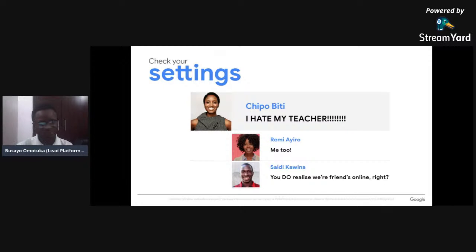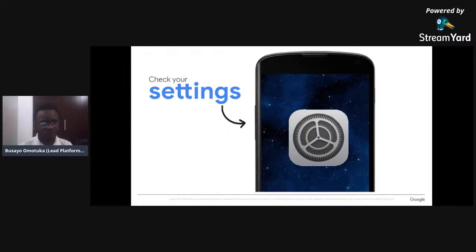So this kind of scenario is very common. People always fall victim to this kind of scenario. So always get your settings close to yourself. Know that it is possible for you to adjust your settings if you don't want a certain set of people to see what you're sharing on the internet. So let's go to the next slide and learn more about this.